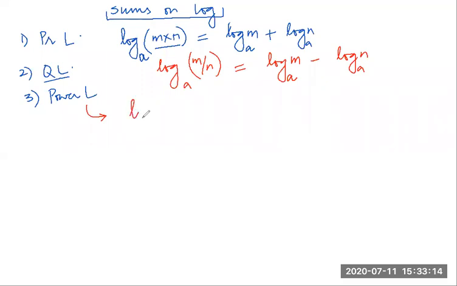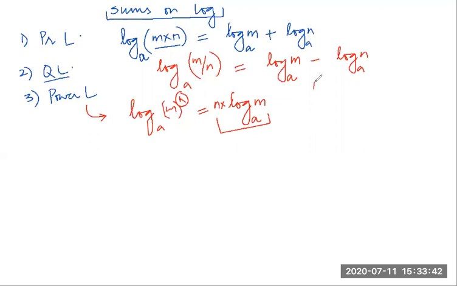Now the power law. Log of m raised to power n to the base a, very good, is equal to log of m to the base a, and the power n in front will be multiplied, or you can say n times log of m to the base a.